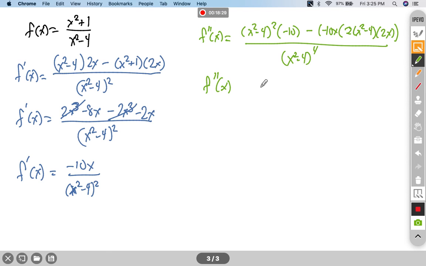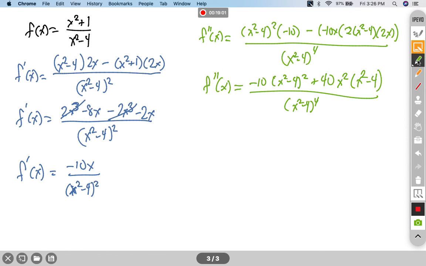Before I go too hog wild here, let's take a look at this. We got a negative 10 times x squared minus 4 squared, minus a negative, so we'll go plus, 10 times 2 is 40x squared times x squared minus 4, over x squared minus 4 to the fourth power.